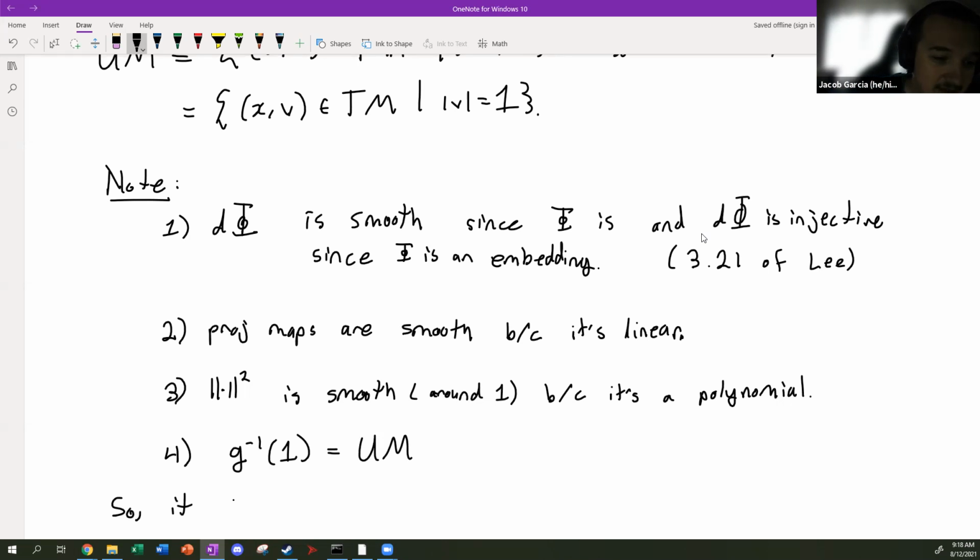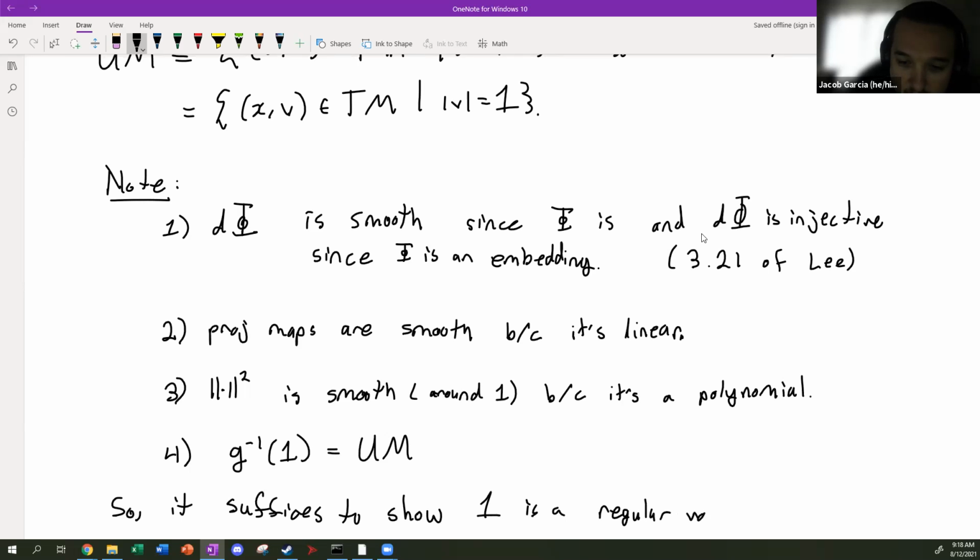So it suffices to show 1 is a regular value of G. Okay, any questions, comments, or concerns at this point?